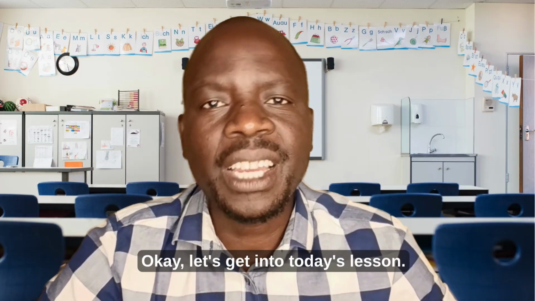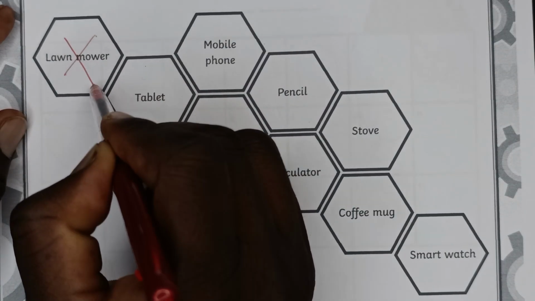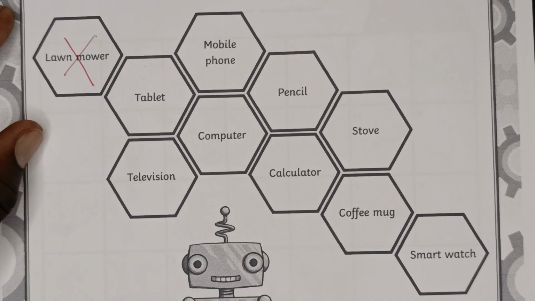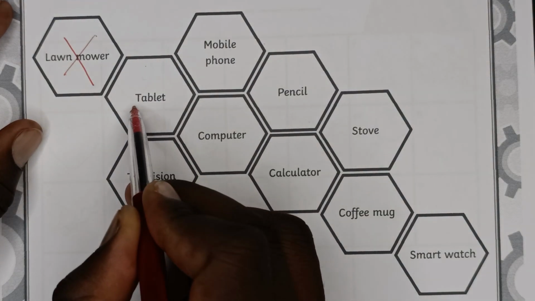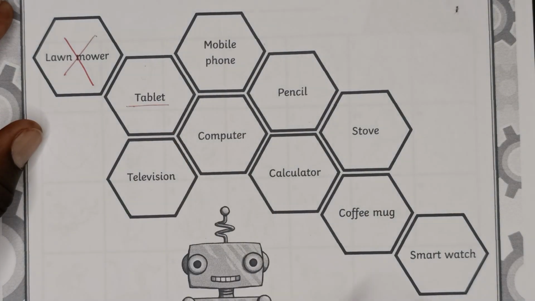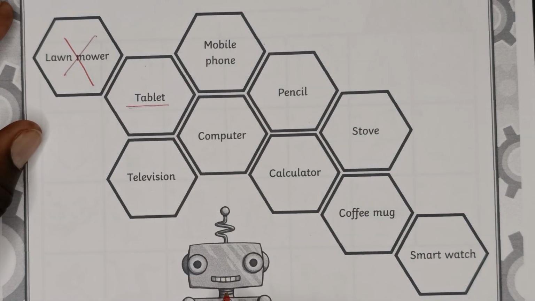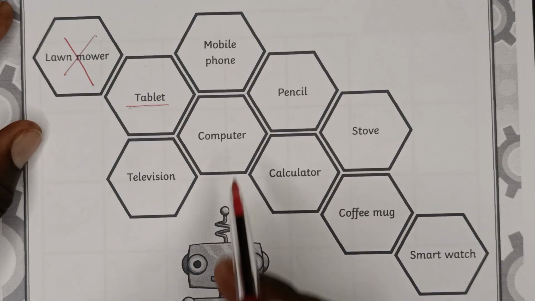Okay, let's get into today's lesson. A lawn mower, we cross it out, is not a computing device. So a tablet has a computing capability, meaning that it can do what a computer can do.